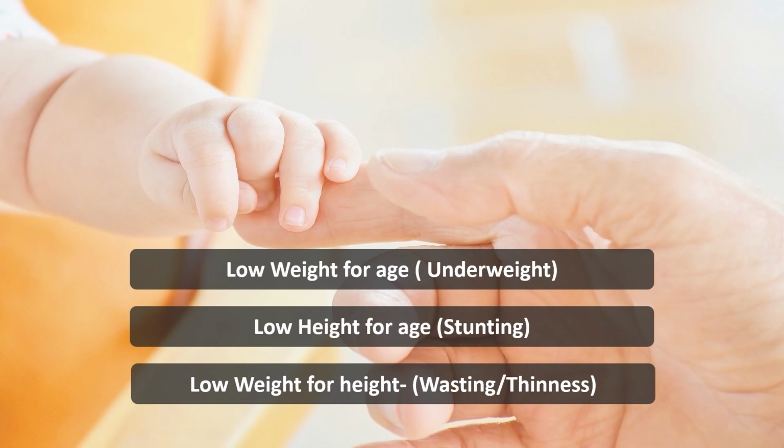If the height of the child is lower than the standard height, it is called stunting. And when the weight of the child as compared to the height, the weight for height, is lower than the reference value, we call such a child wasted or thin. Therefore, we use the weight or the height along with the age as a measure to assess whether the child is underweight, stunted or wasted.